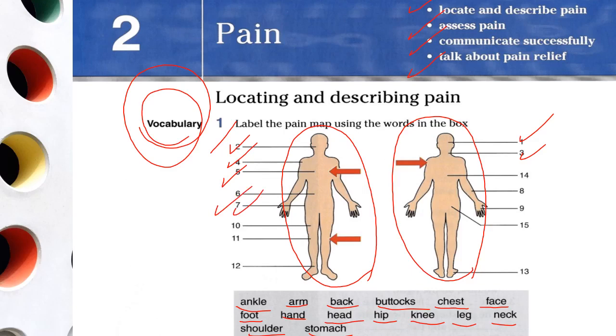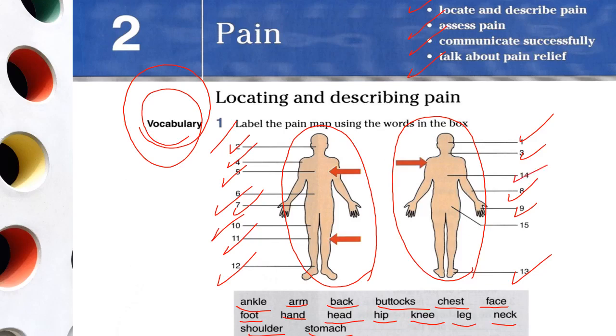Okay, number 8 represents arm. Thank you so much. Number 9, hand. Thank you. 10, leg. Very good. 11, knee. Thank you so much. 12, foot. Thank you so much. 13, ankle. Thank you.